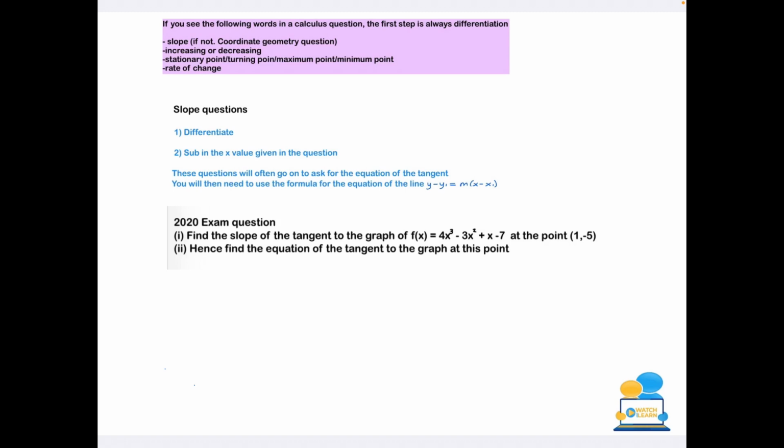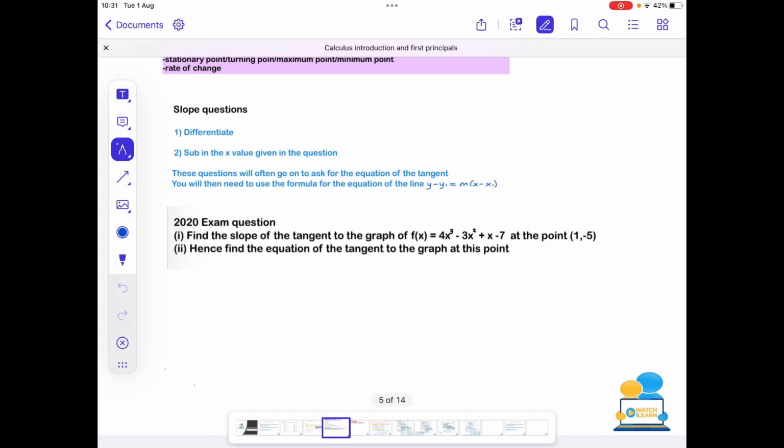But for example, if you were asked to find the rate of change of how the water is flowing into a bucket, for example. Huge amount of applications. You will see that particularly in your section B questions, so the context and application questions. But what we're going to focus on today is our slope questions.